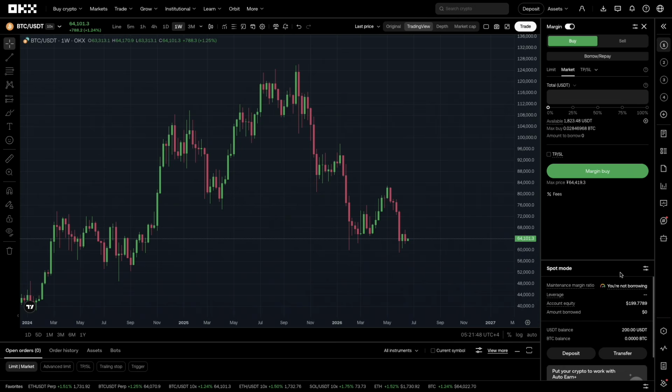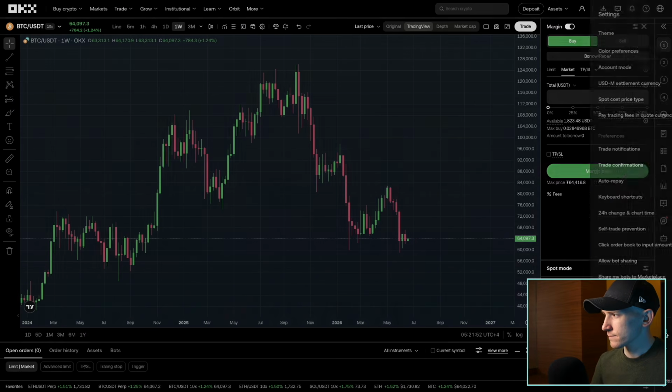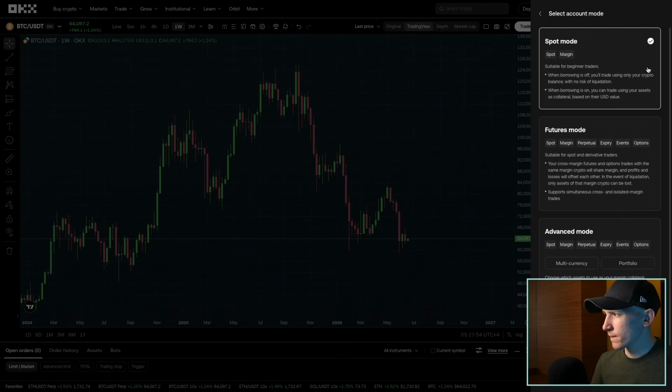But I'll just show you the settings icon here as well, just below my head. You can see right here. Click this, go to account mode, and you can choose. Now, spot mode lets you trade spot and margin, so that's fine. You can borrow money to buy spot. If you also want to trade futures, you have to switch over to futures mode.